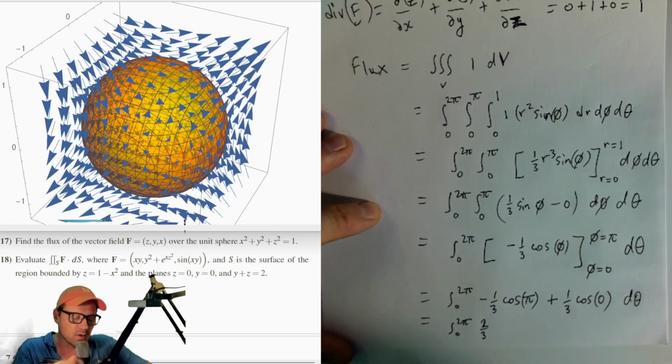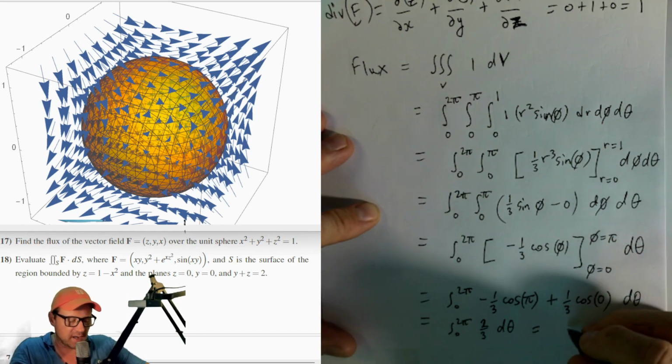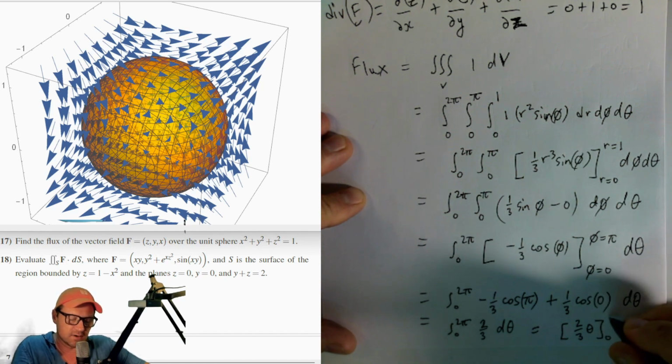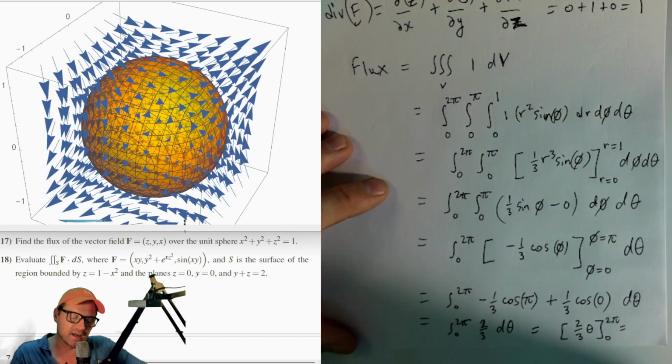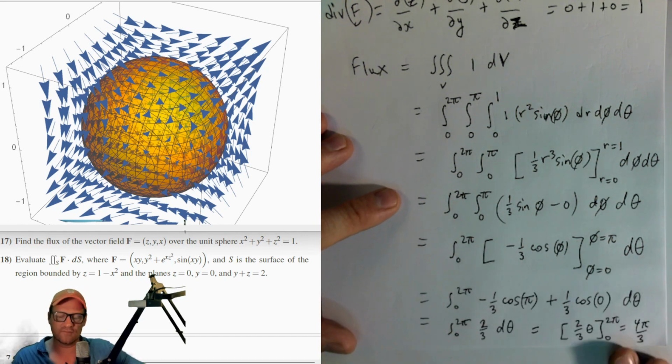So the integral with respect to theta of 2/3 between 0 and 2 pi. So this is 2/3 theta from 0 to 2 pi. And so we have 2 times 2 pi over 3, which is 4 pi on 3 minus 0. So 4 pi on 3.